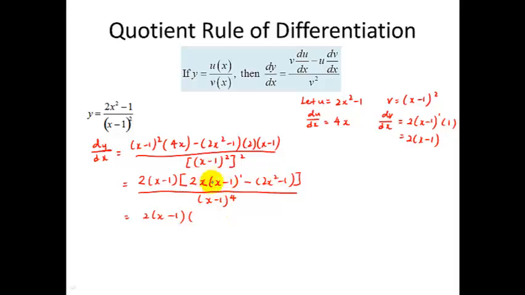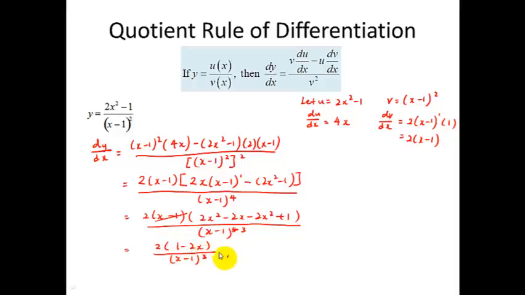Now let's expand out everything within this bracket. Okay, I realize this can be cancelled with this to become power 3 at the bottom. At the same time, I'm going to simplify things here. So 2x squared minus 2x squared, no more 2x squared. This is my final answer.